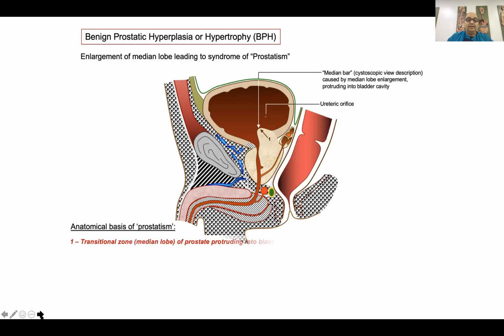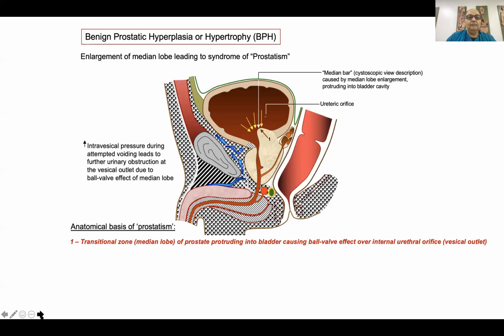We talked about it, that the transitional zone or the median lobe of the prostate protrudes into the bladder, causing a ball valve effect over the internal urethral orifice. So this is happening. We have created a valve-like thing. This is the first indication. And because of that, the channel is narrow. The urethra has become narrow because the prostate enlarges. So now you have created some obstacle.